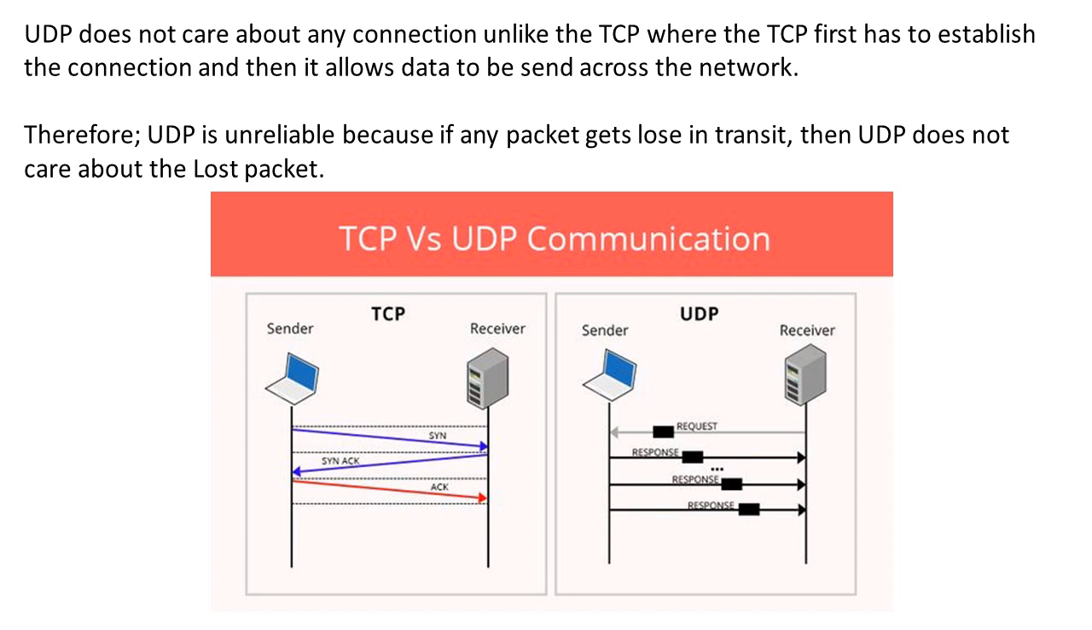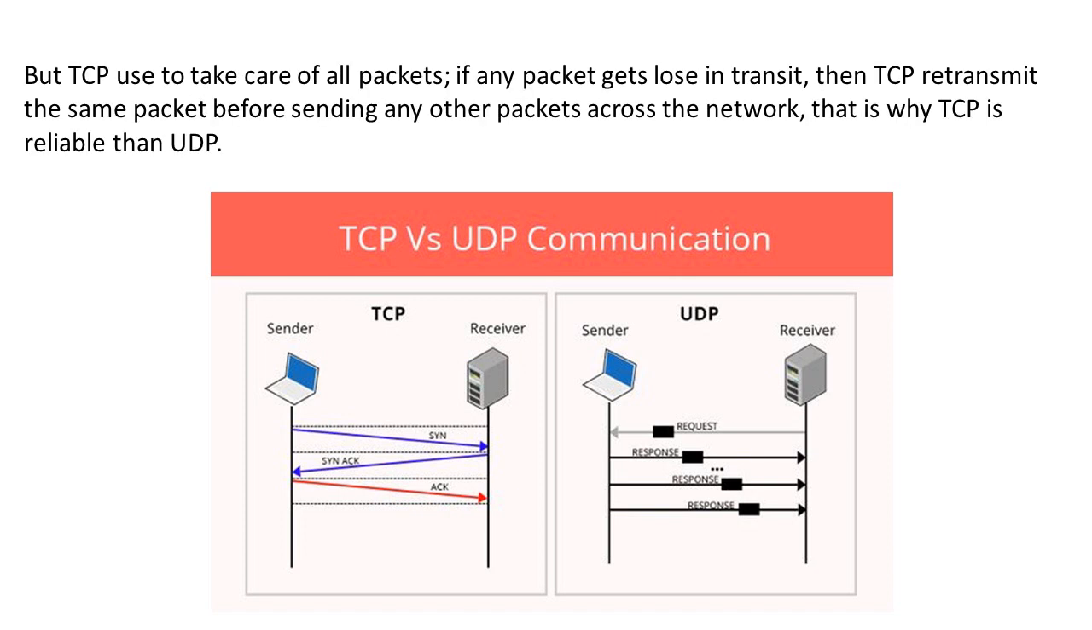Therefore, UDP is unreliable because if any packet gets lost in transit, then UDP does not care about the lost packet. But TCP takes care of all packets. If any packet gets lost in transit, then TCP retransmits the same packet before sending any other packets across the network. That is why TCP is more reliable than UDP.